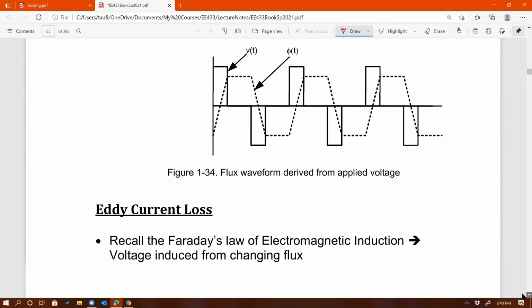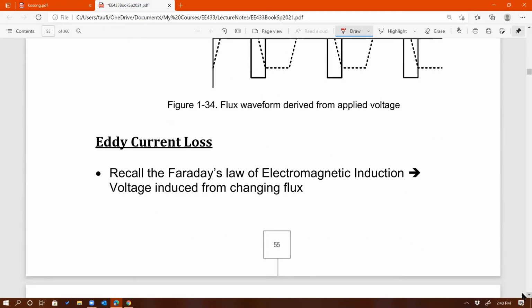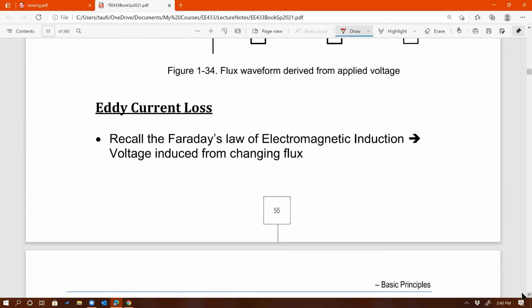No? All right, now we can move on to eddy current loss. This is the second type of loss. The first type of loss is core loss. The worst loss is actually eddy current loss. Hysteresis loss is proportional to F. Eddy current loss is proportional to F squared. So as you increase the switching frequency, eddy current loss becomes much higher, by a factor of F squared.